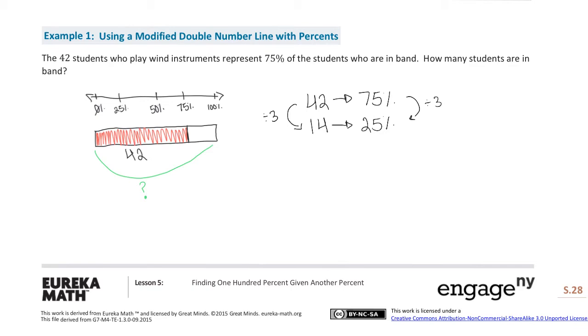Now I can take that 25% and make it the 100% that I need it to be. So I can take 25% to 100%, and I know that 25 times 4 is 100. So what I do to that side, I'm going to do to this side here. And now I have 14 times 4, which is going to give me 56. So 56 is 100% of my band. So how many students are in the band? Well, 56 students.